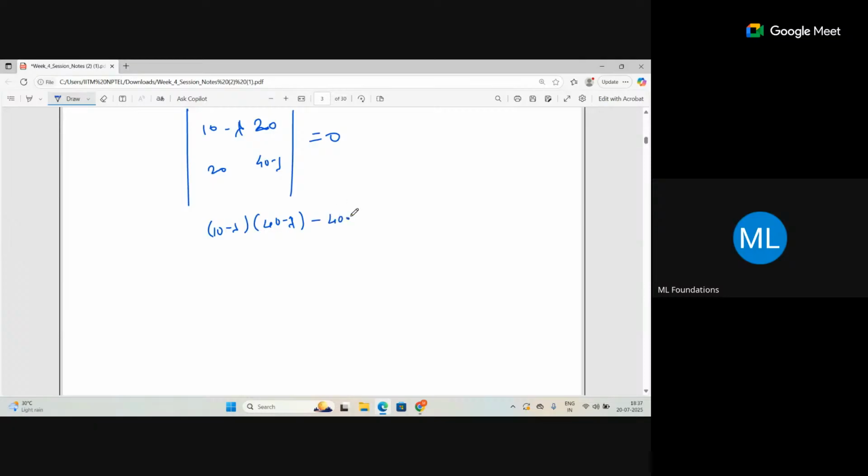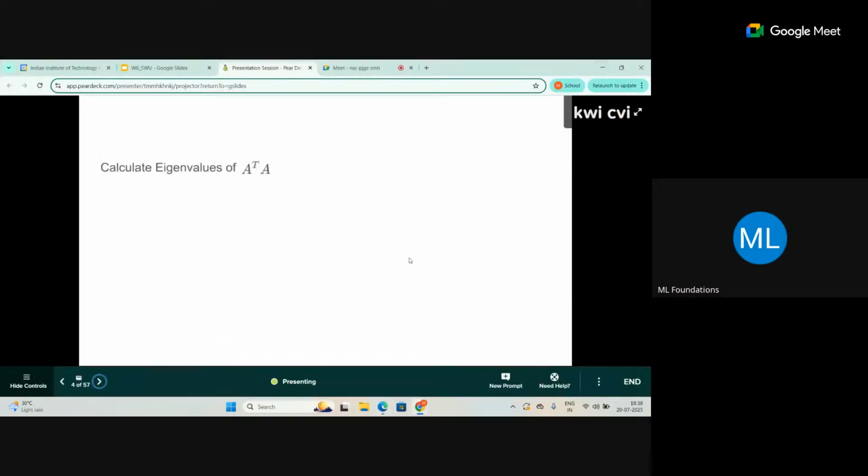Minus 400, and that is equal to 0. So it will have plus 400 minus 50 lambda plus lambda square minus 400 equal to 0. So this will get cancelled, and lambda square equals 50 lambda. So lambda equals 50 and 0. These are the two eigenvalues of it.